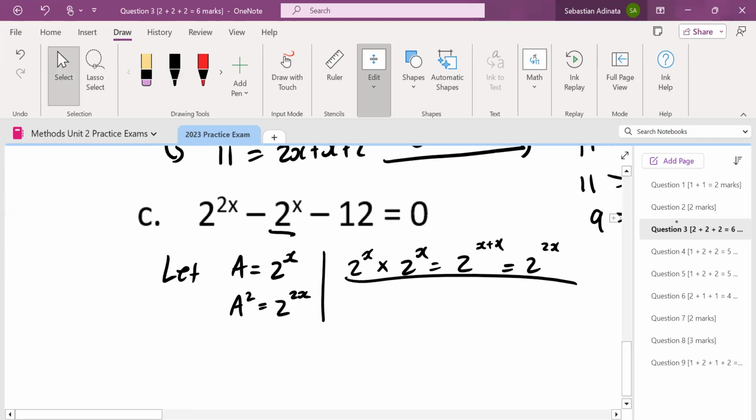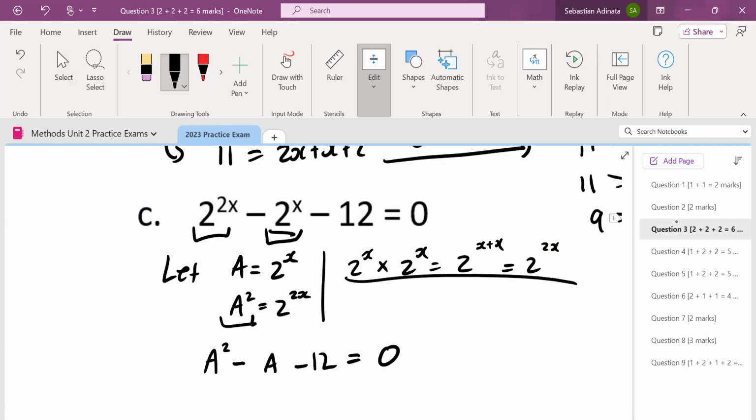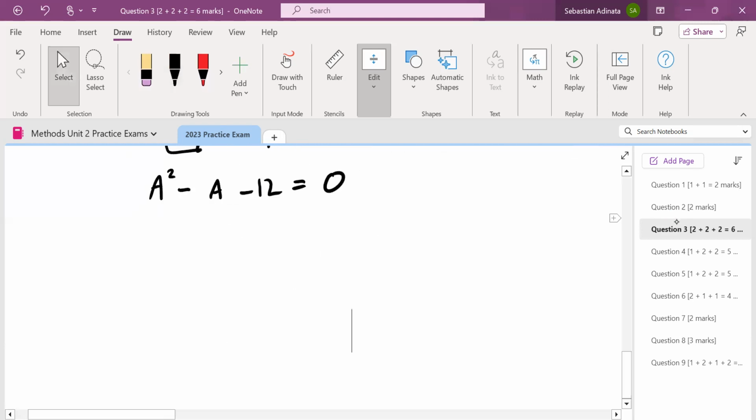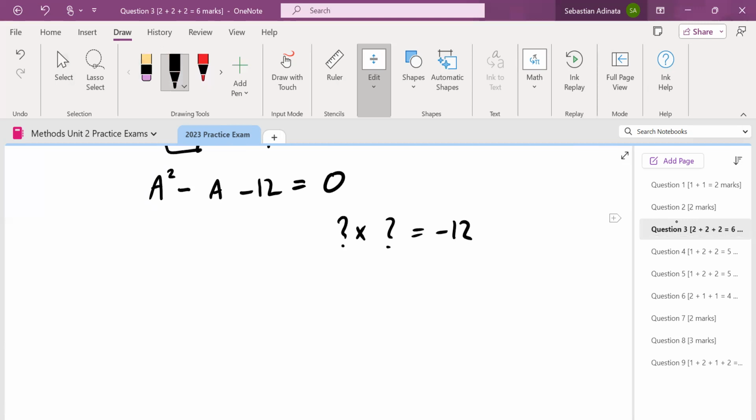So let's convert. This turned into a squared. This replaces that. Minus a replaces this. Minus 12 equals 0. Now, this is a factorizing technique we must use now. We need something times something equals negative 12, and that same something plus that same something equals negative 1. Now, since we're multiplying to become negative 12, one of them has to be positive and one of them has to be negative.